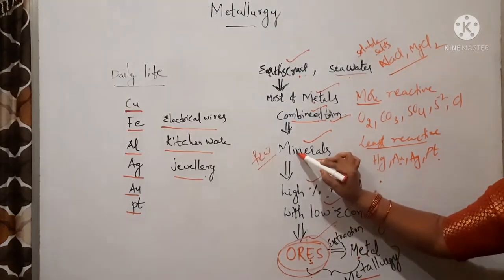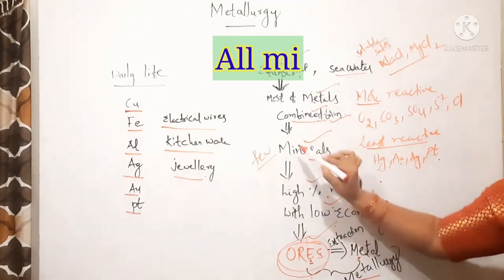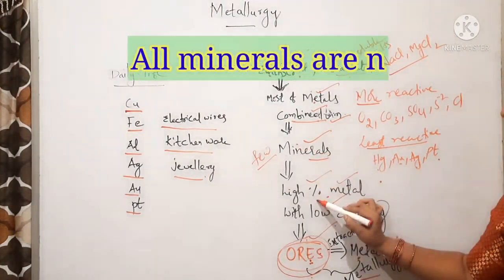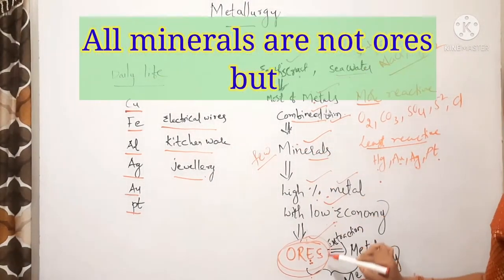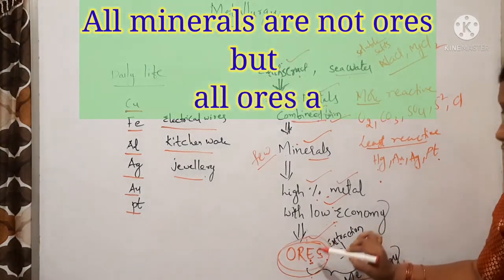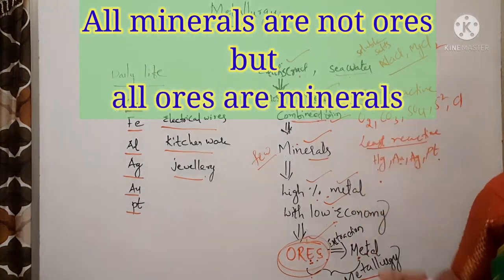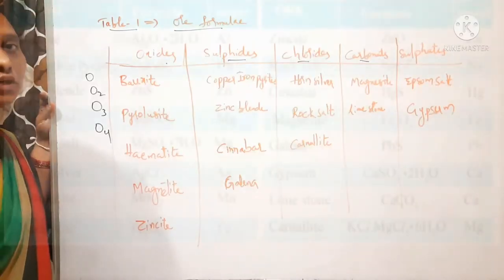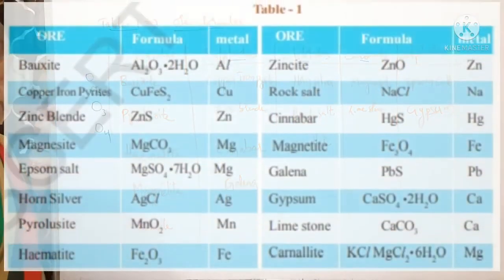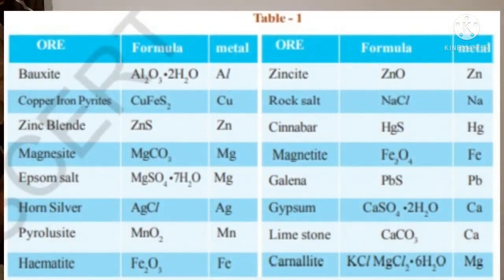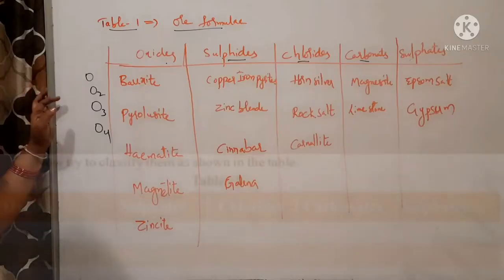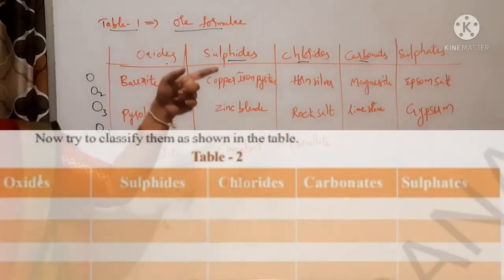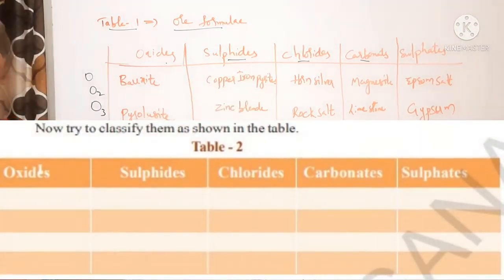So all minerals are not ores. A few minerals which give a high percentage of metal with low economy are called ores. But all ores are minerals. You have to remember this point. After this, you go through the ore formulas in table 1 on page number 238. After thoroughly practicing the formulas, you classify the ore formulas into oxides, sulfides, chlorides, carbonates and sulfates.